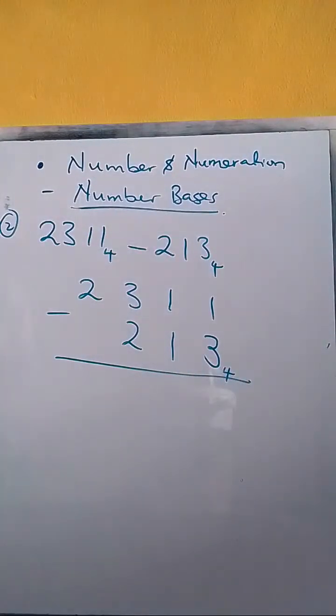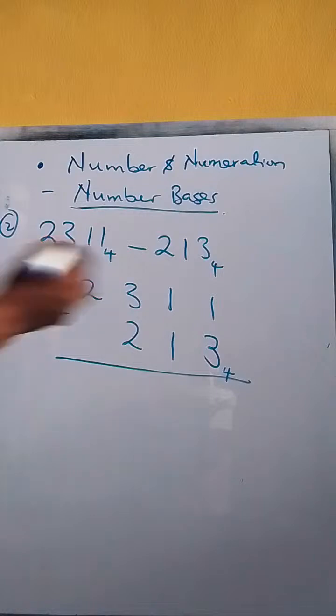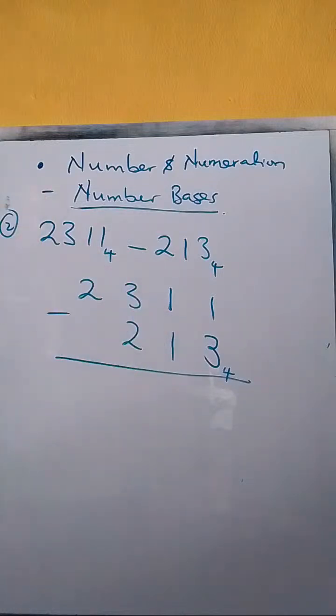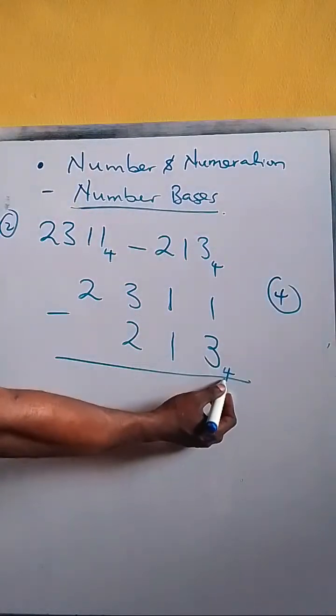Now, when we look at this, 1 minus 3 here is not possible. Normally 1 minus 3 is minus 2, and we are not permitted to write anything negative here. What happens now is that we borrow 1, the way we used to do our normal calculation. When you borrow 1 from the next available number, the 1 you take will automatically become 4, which is the base you are working at.